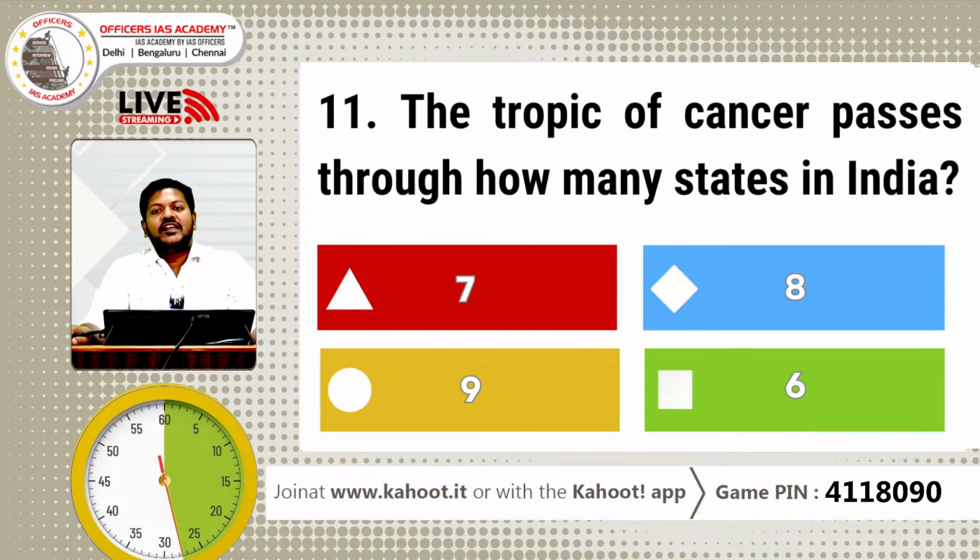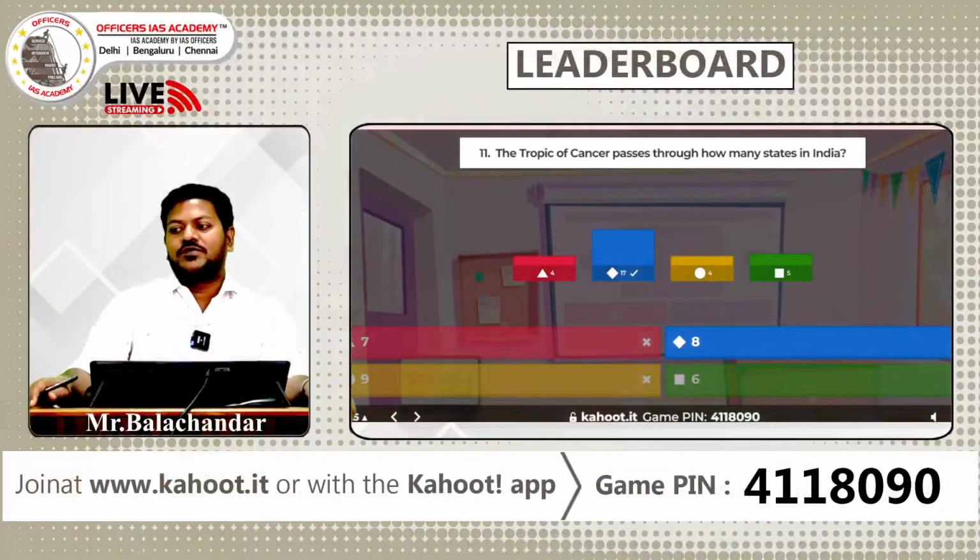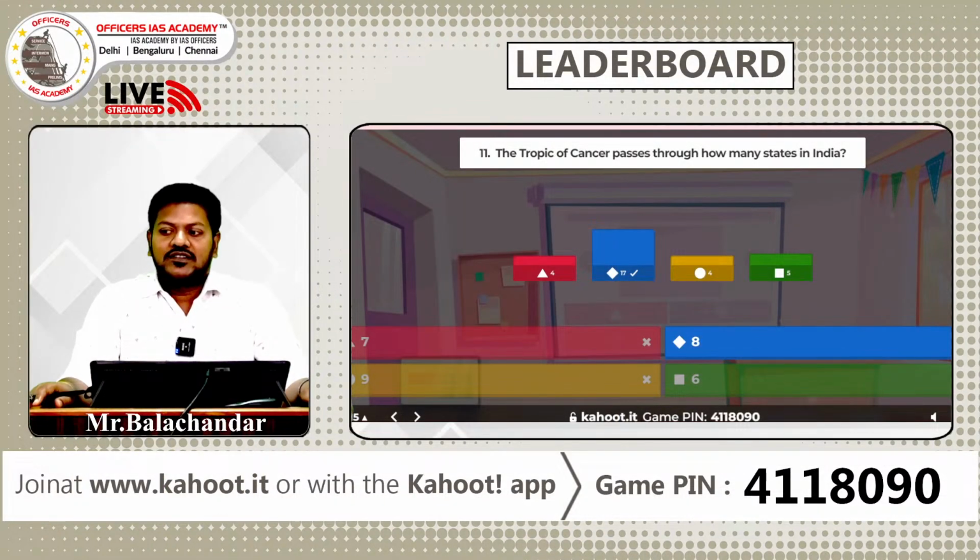So map based questions. We often see that in many of the competitive exams like UPSC and TNPSC and other exams, there are many map based questions being asked. I got your answers and most of you have chosen the right option. So the right answer is option B, 8 states. Tropic of Cancer passes through 8 states in India. So which are the states?